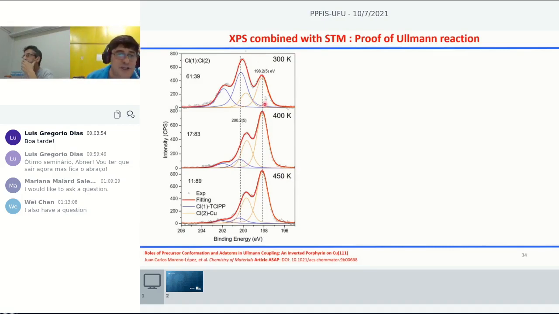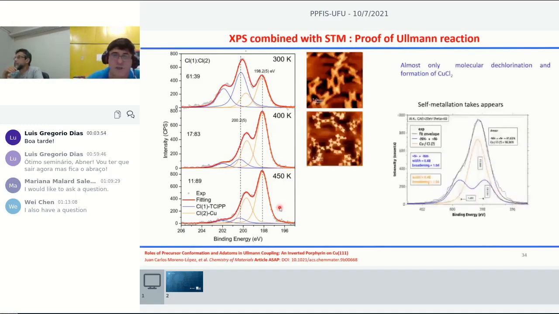But this position, this structure, is related to copper-chlorine. That means we have formed copper-chlorine bonds. And if you heat up, we can see that basically we promote the dechlorination of all the molecules, up to the end when we have only chlorine at the surface. In this case, we could not observe the chlorine in the STM, because it forms, for example, a copper-chlorine layer on the surface, but we could not distinguish it.